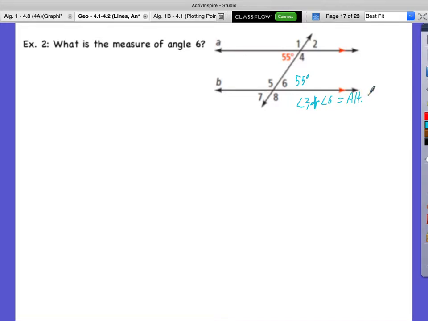I did it wrong. So would that mean that angle 5 is 125? Angle 5 would be 125. How would you know that? Because you have to add them up. Because they're a linear pair.